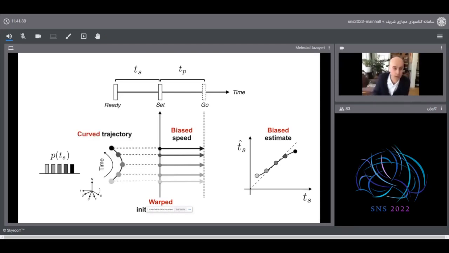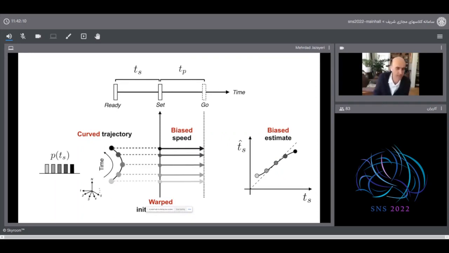Okay. So it turns out, I'll tell you a little bit about the details, the answer is a very cool solution that the brain has found, which is it measures the time during the ready set through a curved trajectory. And a very interesting feature of a curvature is that if you project the points of a curvature onto a line, the projections become warped, just as I have plotted here for you.